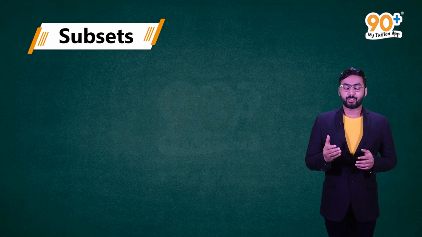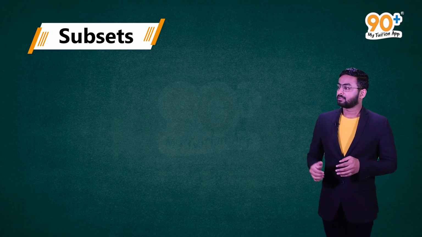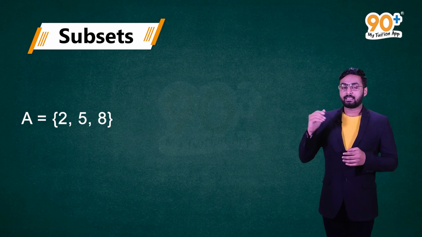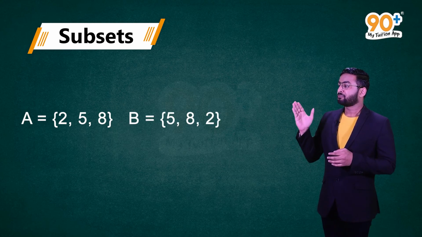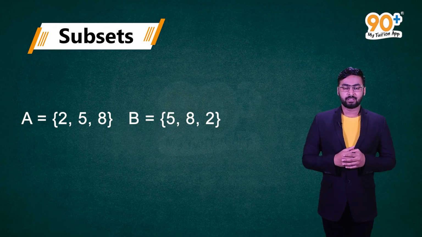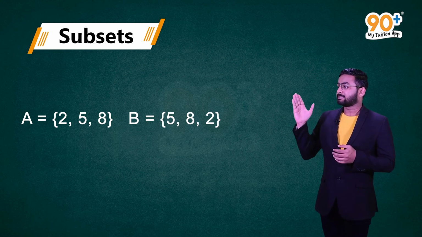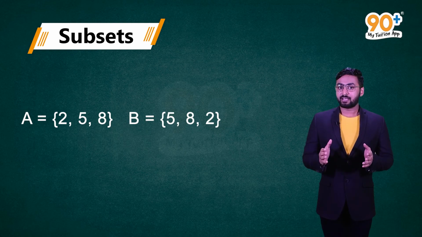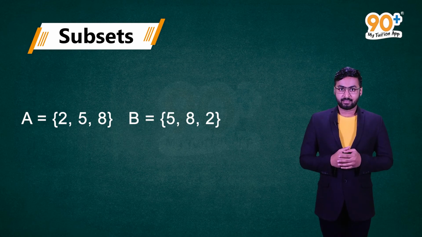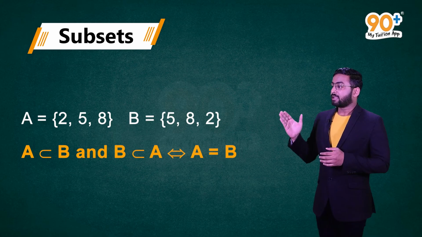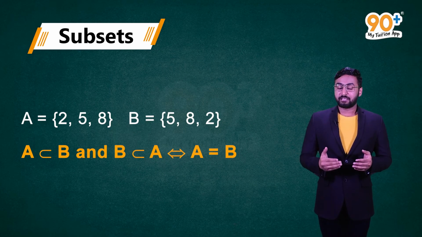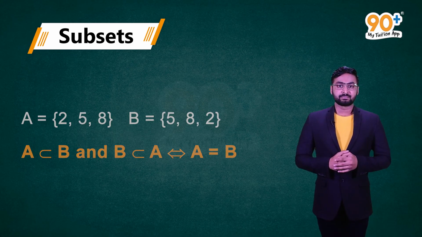Now let's take a look at another pair of sets. A is equal to set of 2, 5 and 8 and B is equal to 5, 8 and 2. Here both the sets have the exact same elements, which means that every element of A is also in B and every element of B is also in A, and we can write A is a subset of B and B is a subset of A if and only if A is equal to B.